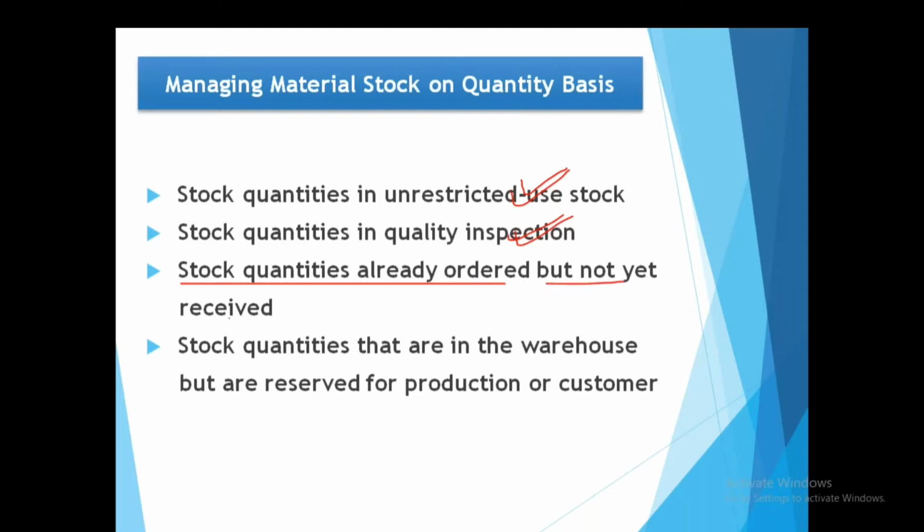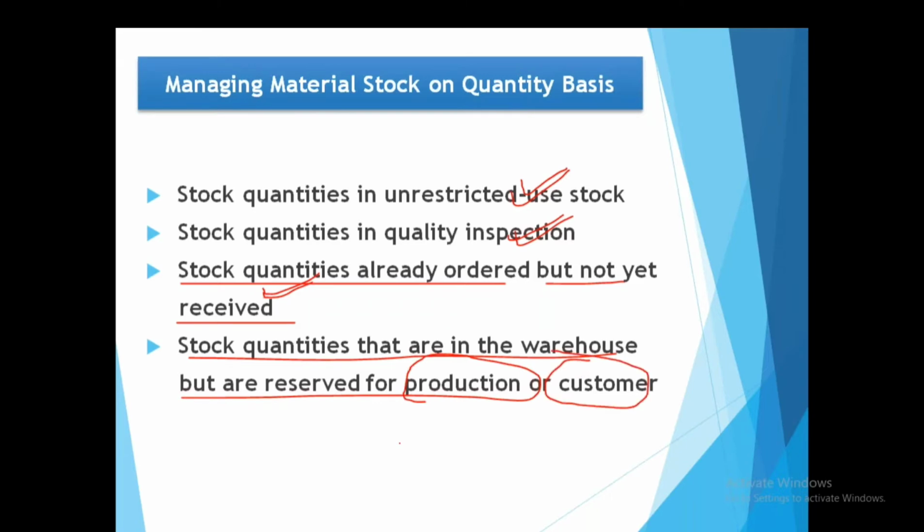So some stock can be approved stock, some stock can be in quality inspection, and some stock is already ordered but not yet received, in transit. You ordered the stock from the vendor or supplier, but it is not yet delivered. Those are called in-transit stock. I will show you all these things in the system. Now there will be some stocks that are in the warehouse, but already reserved for production or for a customer.